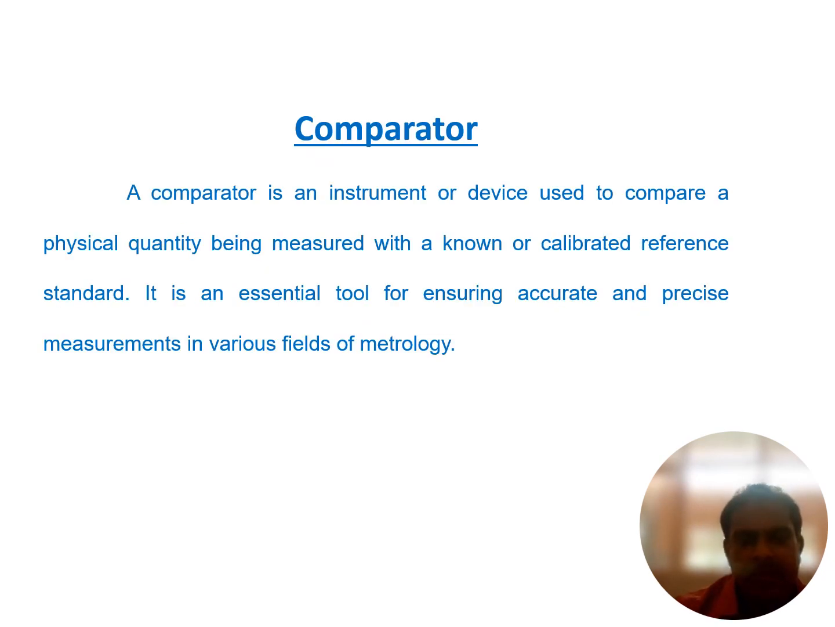My topic is comparator. A comparator is nothing but a device which is used for comparing a known value to an unknown value for mass production. A comparator is an instrument or a device used to compare a physical quantity being measured with a known or calibrated reference standard. It is an essential tool for ensuring accurate and precise measurement.